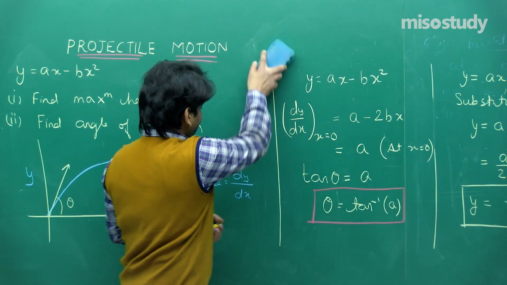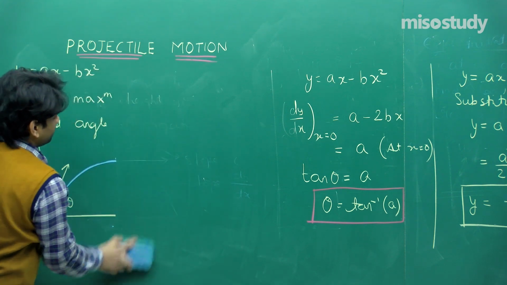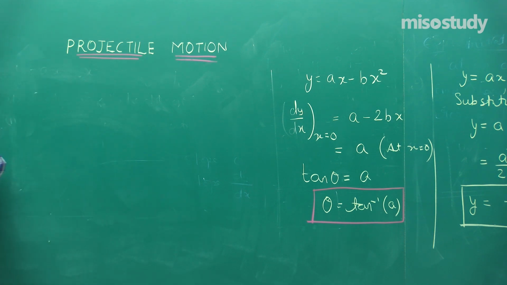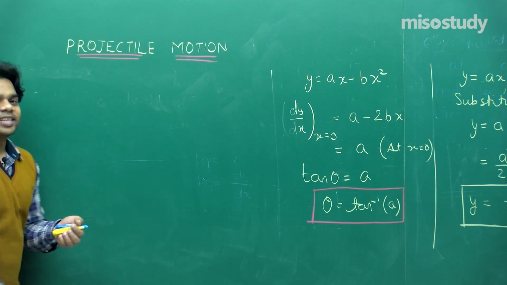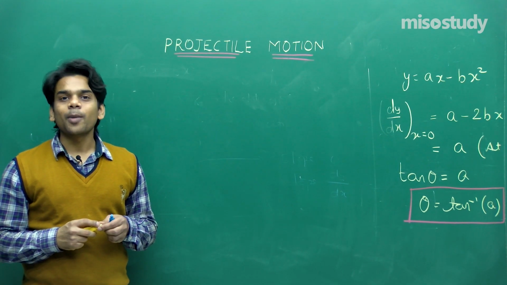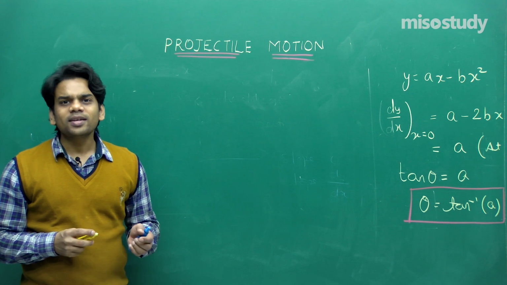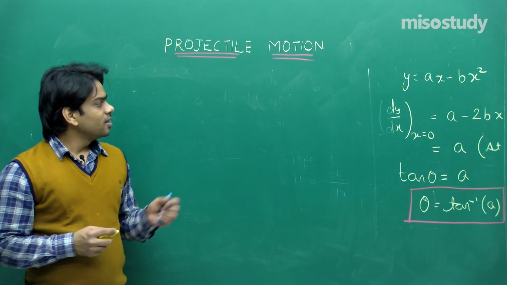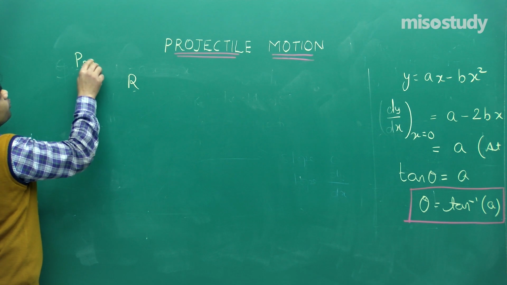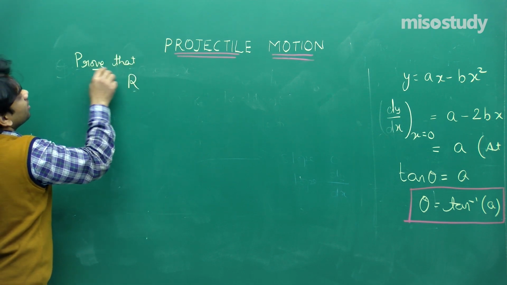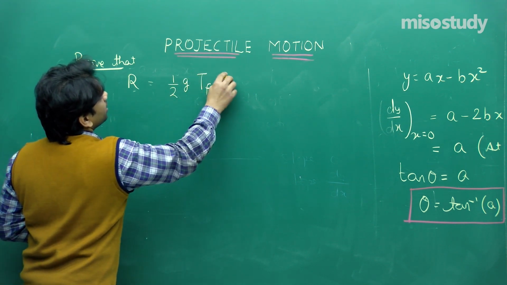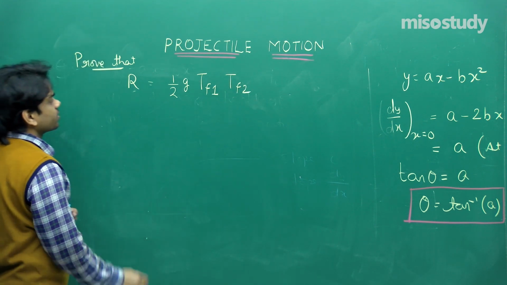Let's come to one more example. Suppose the statement says that two particles are projected with the same initial velocity but different angles such that the range is the same. Now it is saying that we have to prove that the range of the particle is equal to 1 by 2 g times the time of flight of 1 multiplied by the time of flight of 2. Let us say we have to prove this.